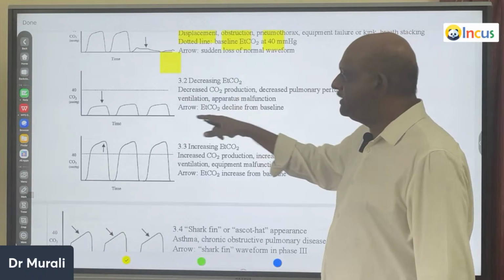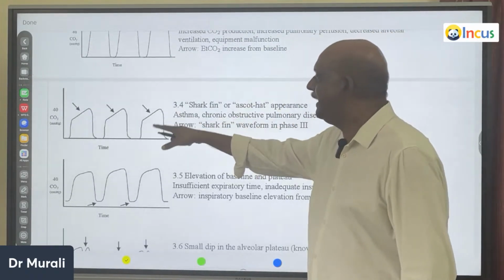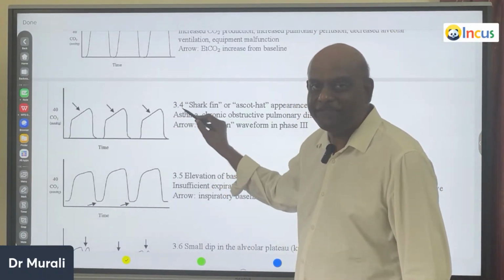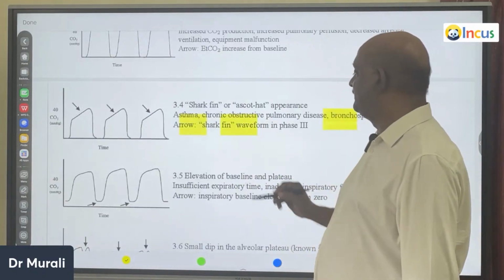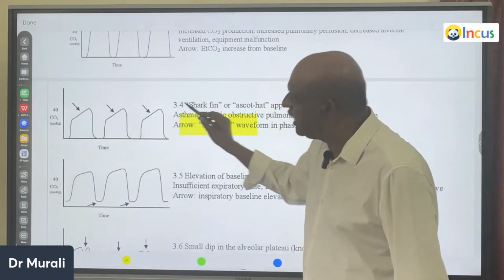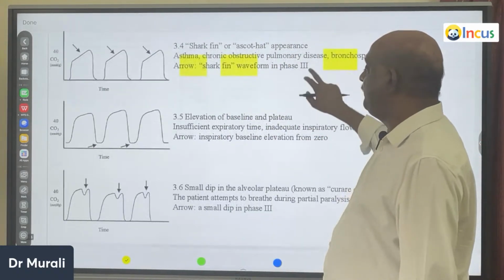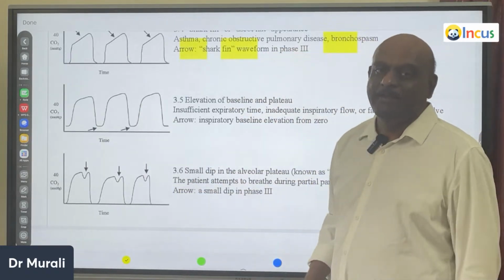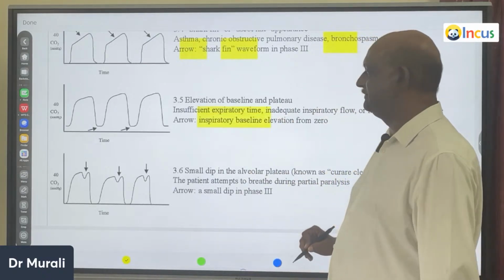Then decreasing EtCO2, increasing EtCO2, shark fin pattern, this is called. This is called shark fin pattern. This is typically seen in asthma, COPD, bronchospasm. In that, what do you get? Like a fin of the shark. One of the favorite MCQs in the exam. Then if it is elevated from the baseline, that means there is insufficient expiratory time.